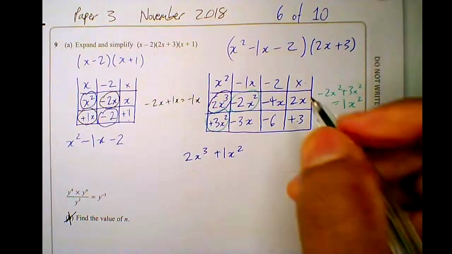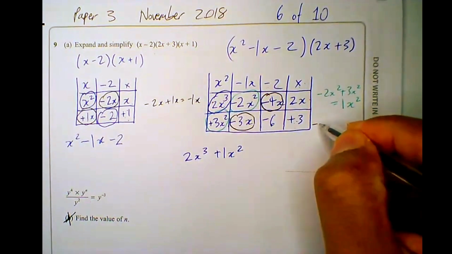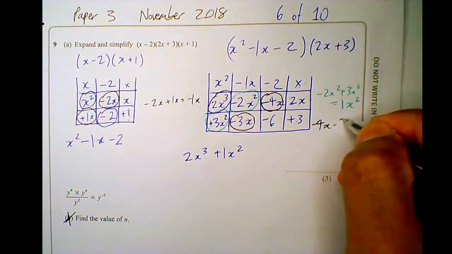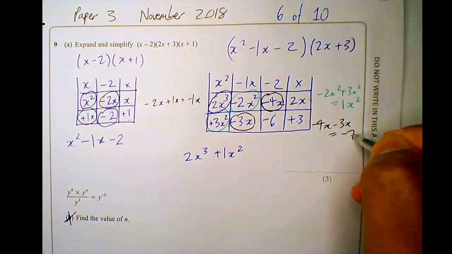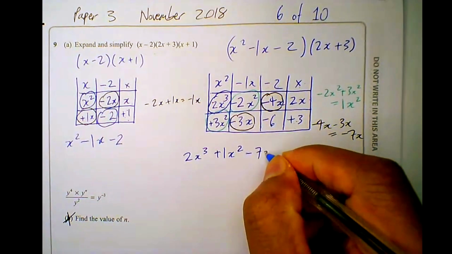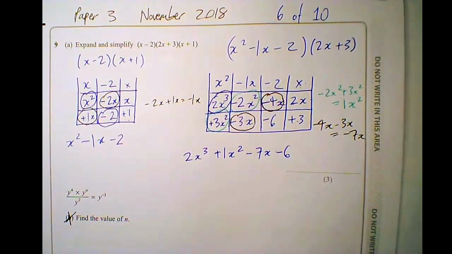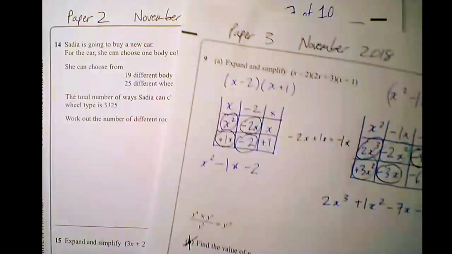And then I've got my next term, which is minus 4x take away 3x, which gives me minus 7x. And then the last bit here, which is negative 6. And that's my final answer. So well done if you've got the same answer as me. Well done to you. Let's go on to the next question.